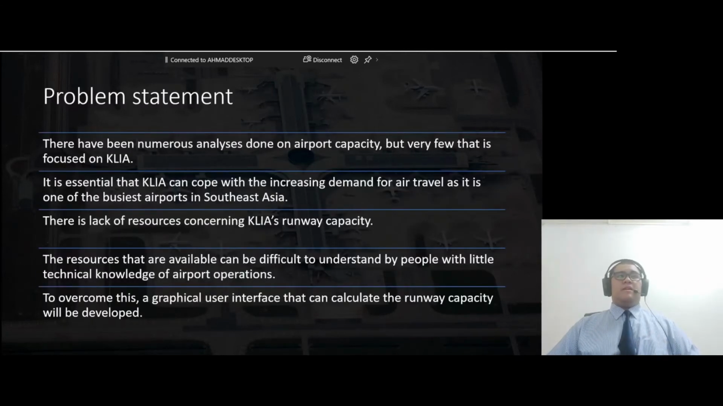Now, problem statement. There have been numerous analyses done on airport capacity, but very few that are focused on KLIA. Hence, it is essential that KLIA can cope with the increasing demand for air travel as it is one of the busiest airports in Southeast Asia. There is also a lack of resources concerning KLIA's runway capacity. Now, the resources that are available can be difficult to understand by people with little technical knowledge of airport operations. So, to overcome this, we will develop a graphical user interface that can calculate the runway's capacity.